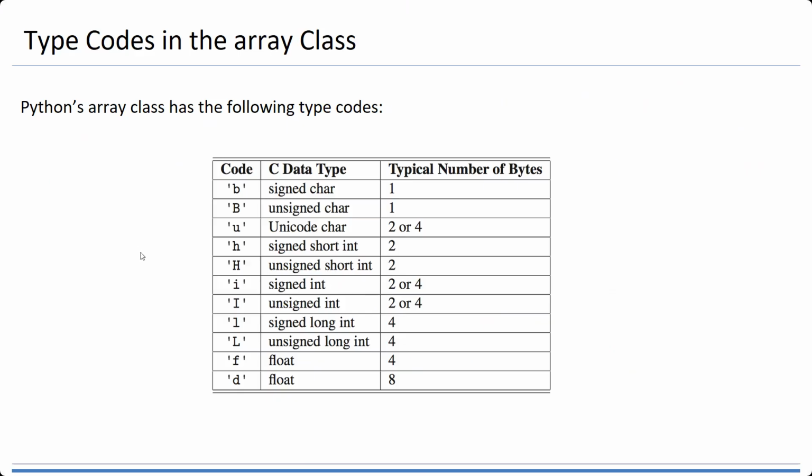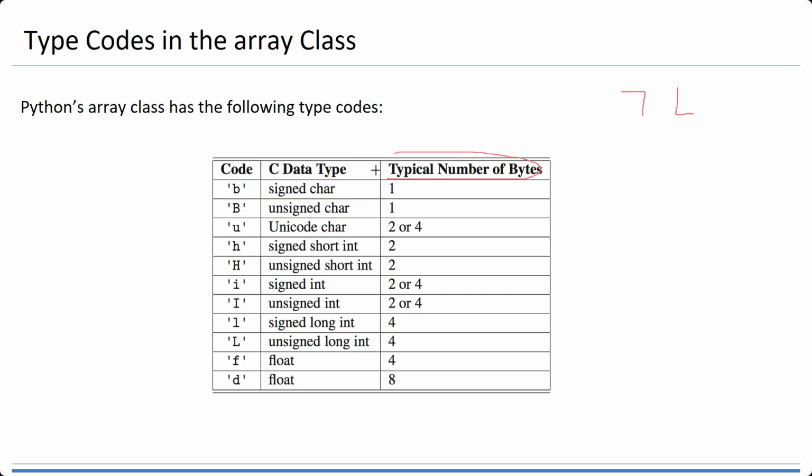In the array class, there are several kinds of type codes. So we have b, a signed character, and big B, an unsigned character. Unicode character means you can have any kind of character, for example the dollar symbol, or less than or equal, or not equal. Uni means single. There can be another kind of character, for example if you are using Korean characters, this is one type of Unicode character.